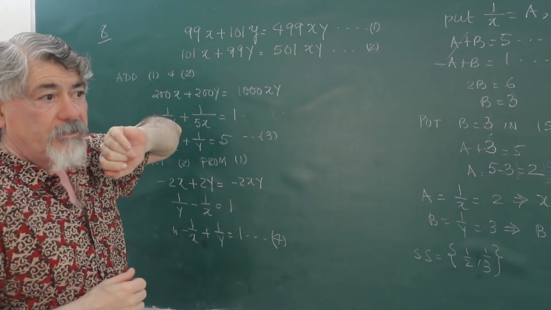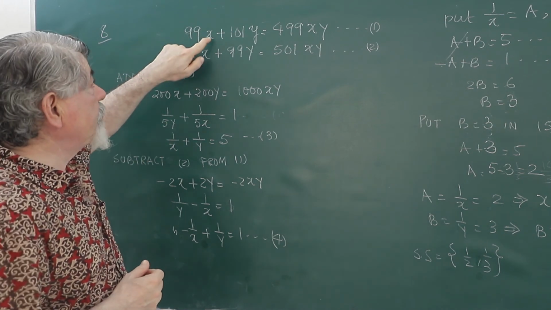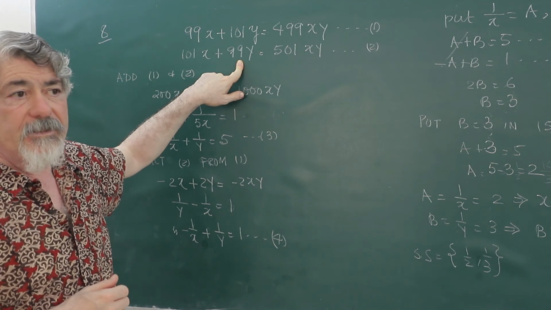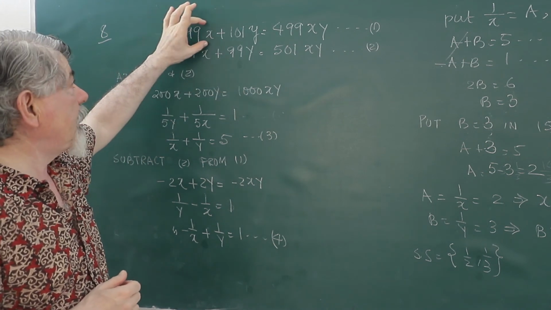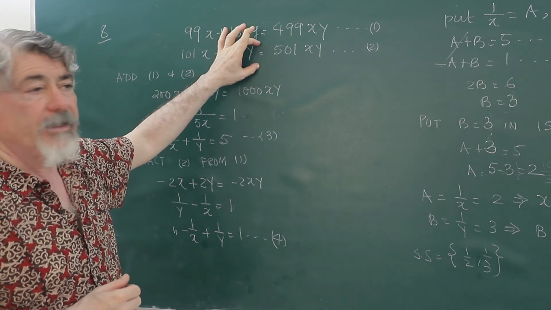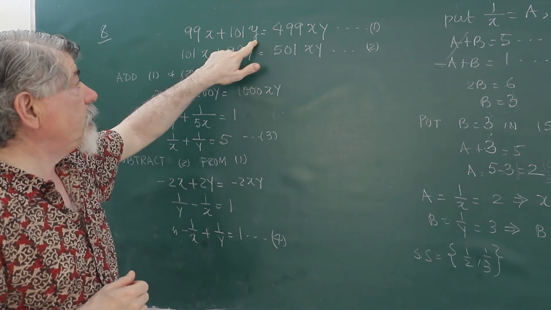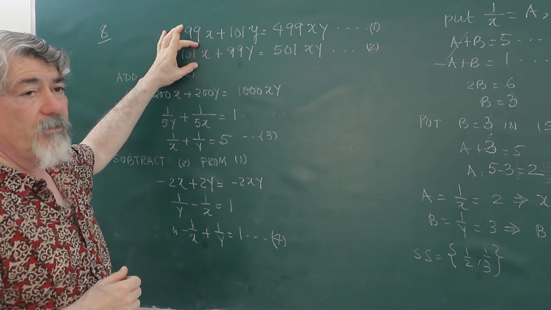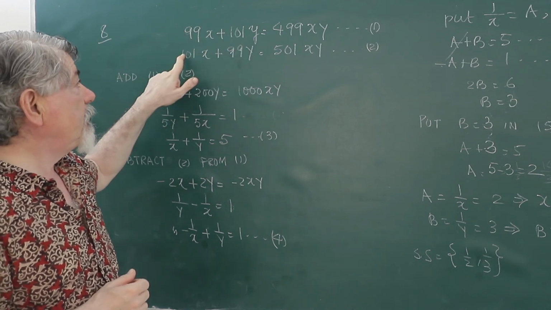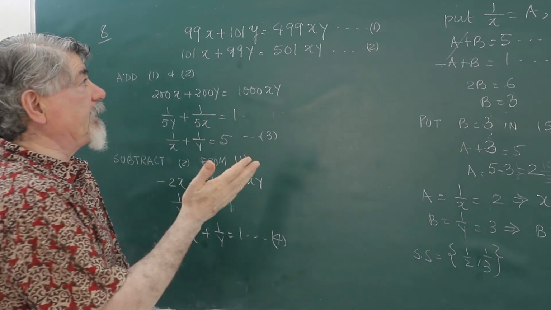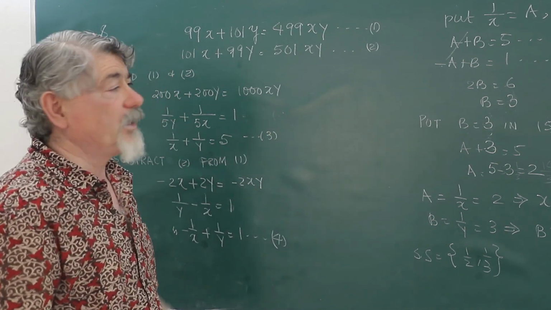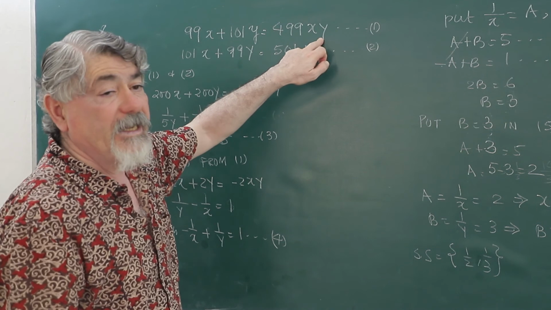The other thing is that whatever is the coefficient of x in the first equation is the coefficient of y in the second equation. 99x, 99y. The coefficient of y in the first equation, 101. Coefficient of x here, 101. So 101y, 101x. But one thing added: on the right side, the numbers are quite large. 499xy, 501xy.